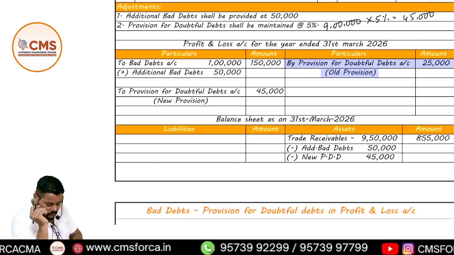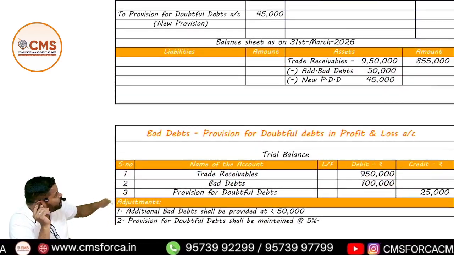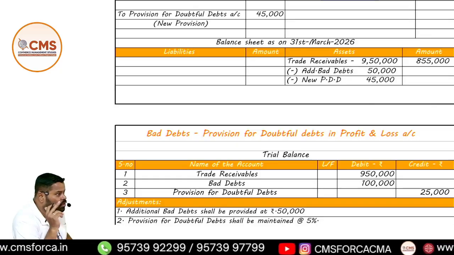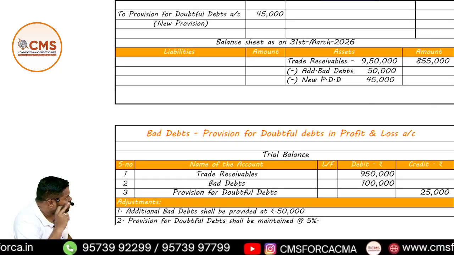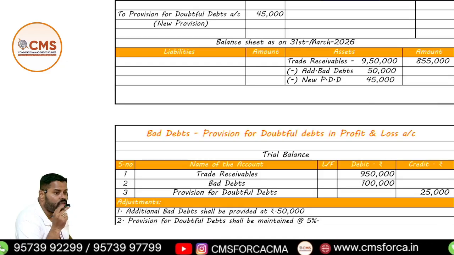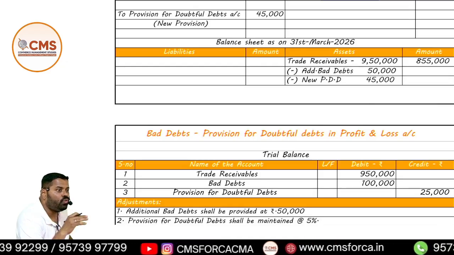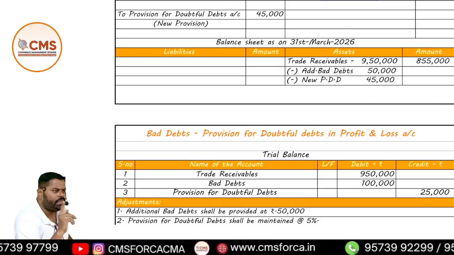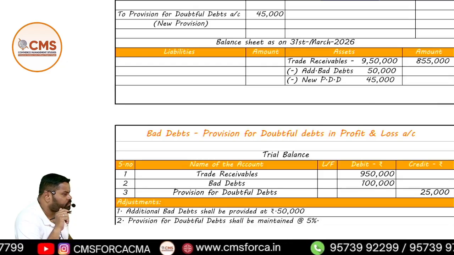Okay. Now, how do we write that in our balance sheet there? Trade receivables 9,50,000 taken from your trial balance minus adjustment bad debts 50,000 minus a new provision 45,000. What is your new anticipated losses? 45,000. Basic rule, adjustment items twice.